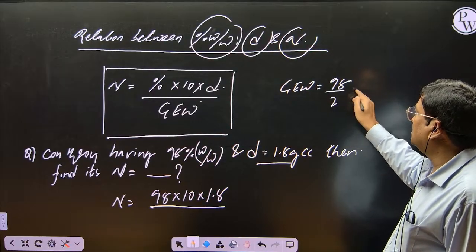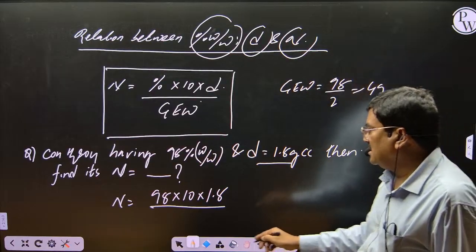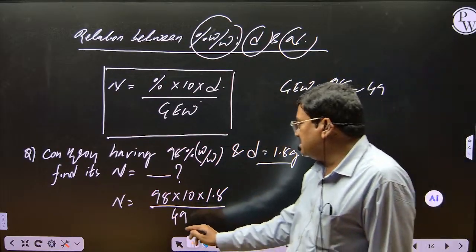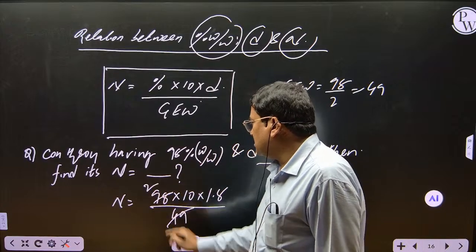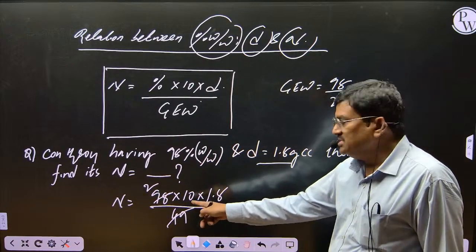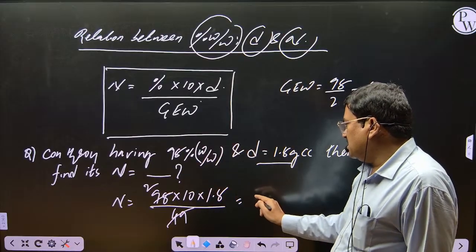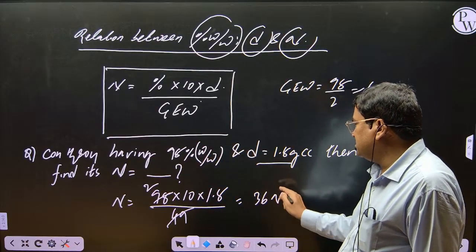98 upon 2. That means you have to take 49. Here you divide with 49. So 49 will cancel by how many times? 2 times. 18 2s are 36. Put the decimal. That means here comes 33.6 into 10. That comes to 36. So the answer will be 36 normal.